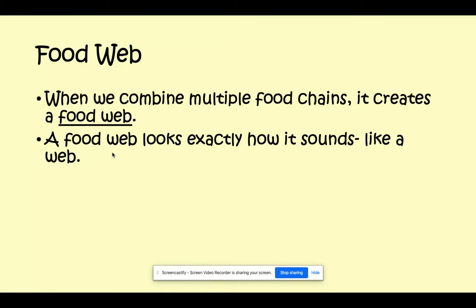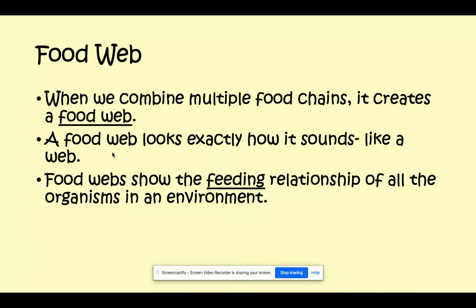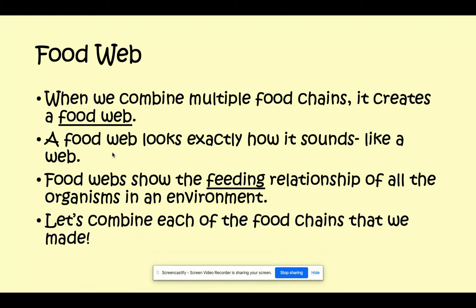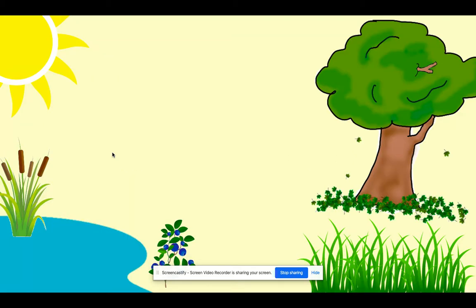So a food web looks exactly how it sounds like. Think about a spider web. Lots of interaction among different animals in one habitat. Now, a food web shows the feeding relationship of all those organisms that live in that particular environment. So you've got to think about what animals you would see in Sheffield Lake. Think about various food chains you'd see, and you would combine them to show the relationship among all of them. And that's what a food web does. So it's when you combine all these food chains and it makes up a food web.